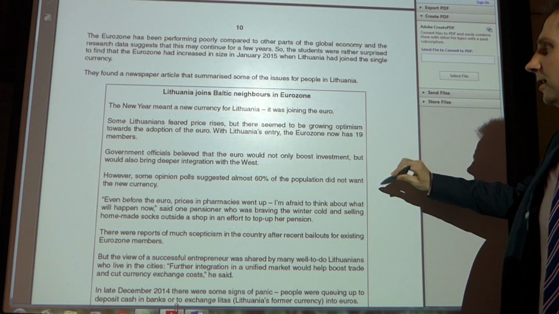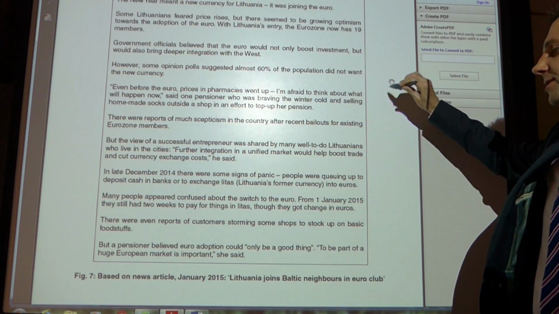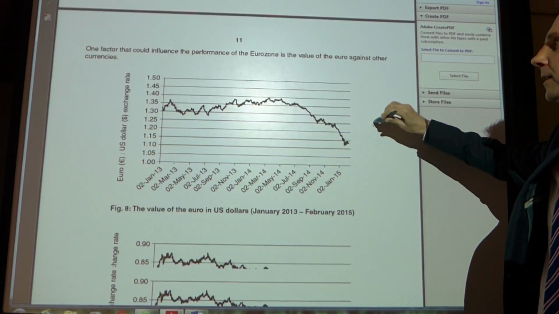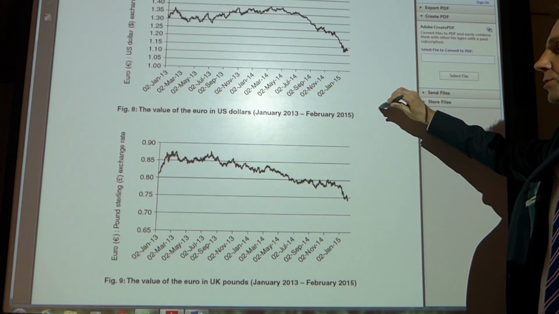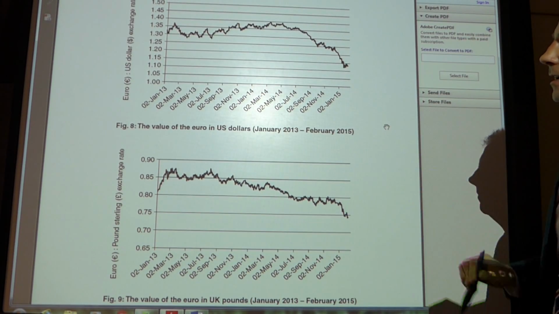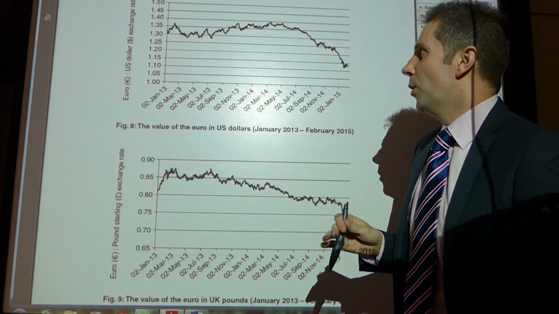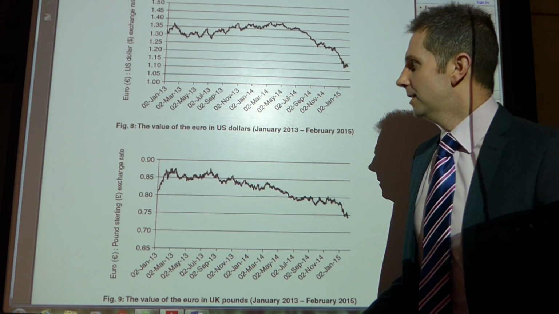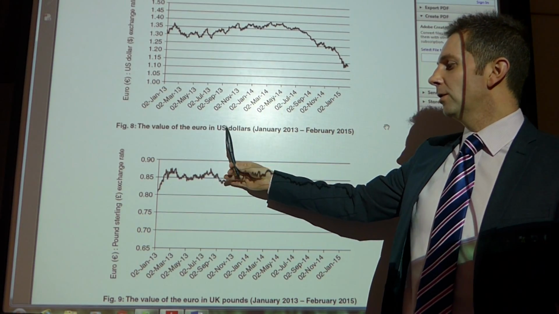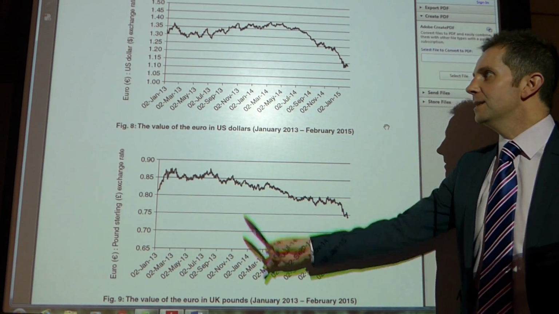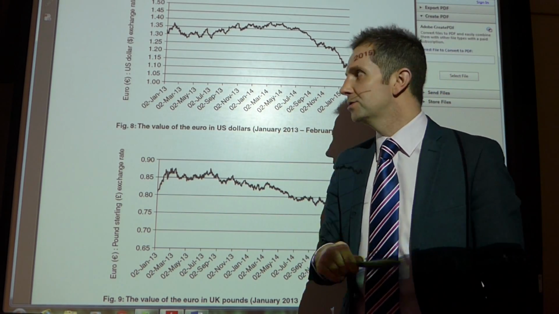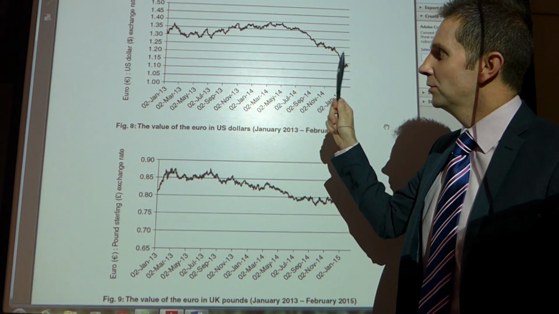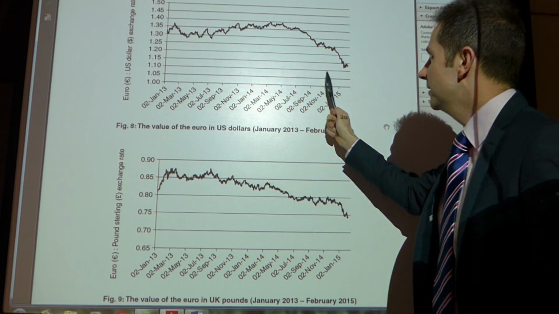pre-release material. So really, I've covered now figures 6 and 7, so that's those two, and then that brings us, ladies and gentlemen, to these last two, figures 8 and 9, which are of course exchange rates. Okay, it is so important, ladies and gentlemen, that you get, number one, your interpretation of these correct. So here we have the value of the euro in US dollar, here we have the value of the euro in UK pounds. In both instances, ladies and gentlemen, the value of the euro is depreciating.